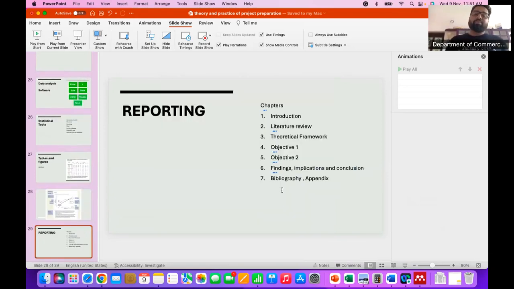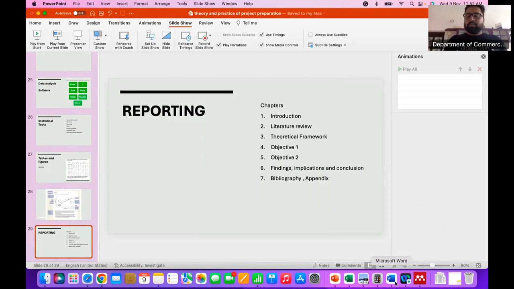The last one is reporting. In reporting, you should have things like introduction, literature review, theoretical framework, and chapters based on the objectives. It's not fair if you frame the chapters as analysis and findings or something like that. Based on the objectives and the study's research questions, you can divide the chapters. Objective one gets its own chapter, though the name may be different. I will show you the chapter names.